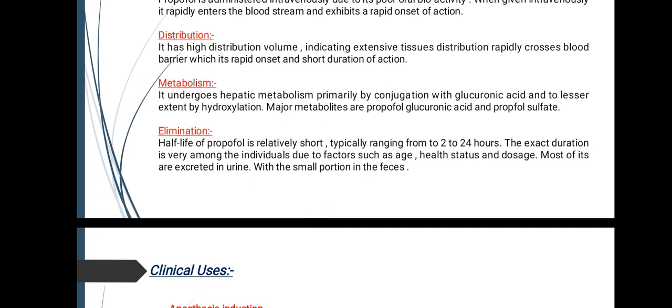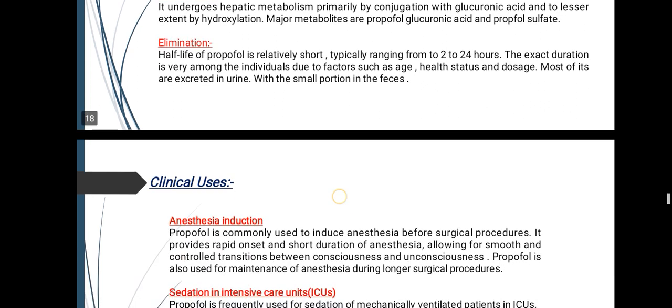Elimination. The half-life of propofol is relatively short, typically ranging from 2 to 24 hours. The exact duration varies among individuals due to factors such as age, health status, and the dosage of propofol which we take. Most of it is excreted in urine with a small portion in feces.